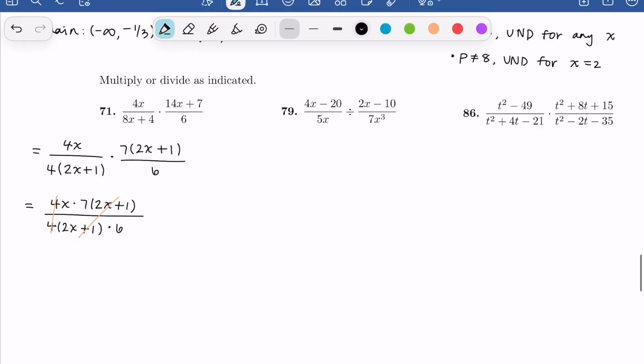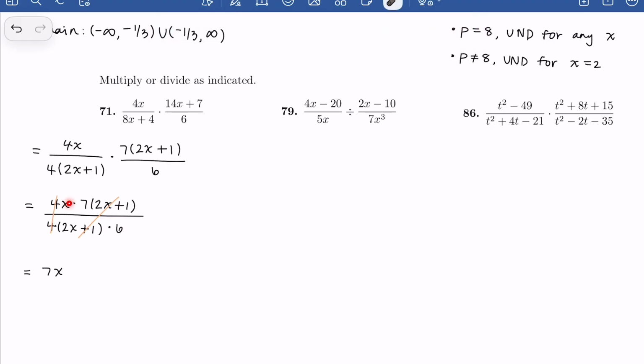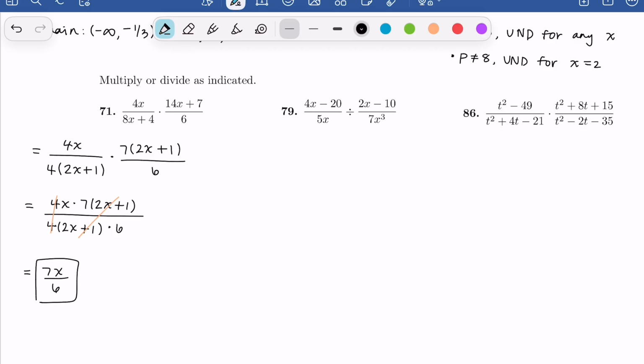So this simplifies to, we're going to have 7x in our numerator, because we still have this 7 and this x here. And in our denominator, we're just going to be left with this 6. And this would be our final answer. This is the product of our two rational expressions in its lowest terms.